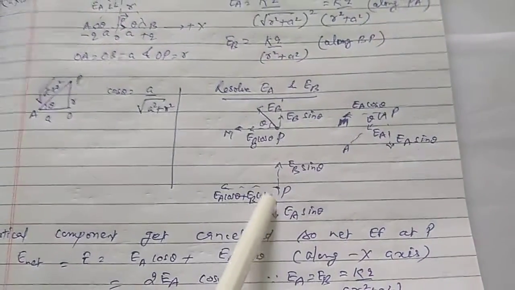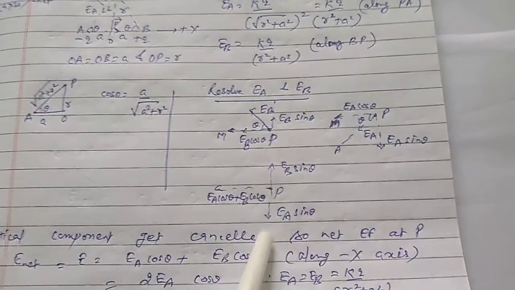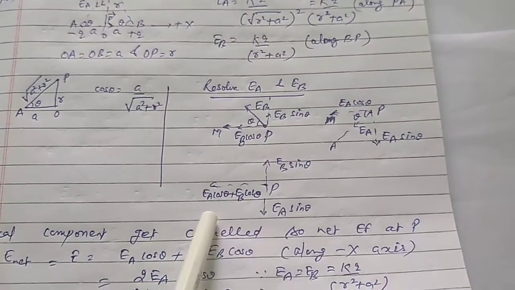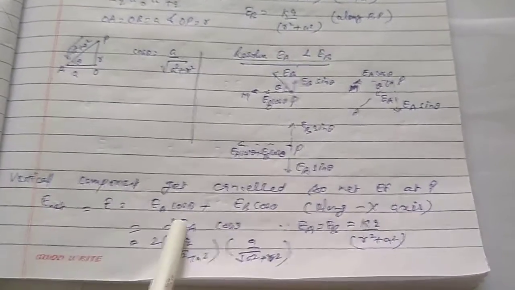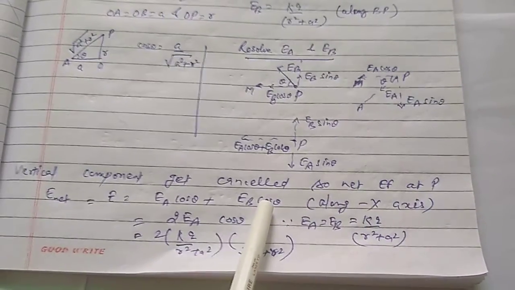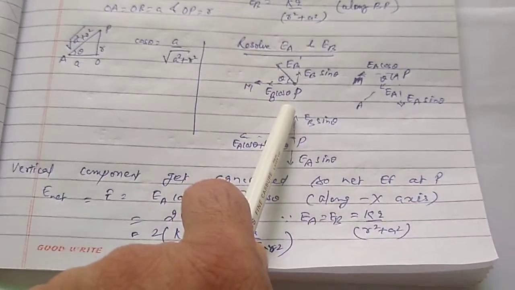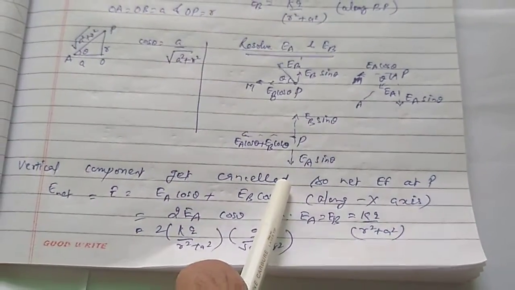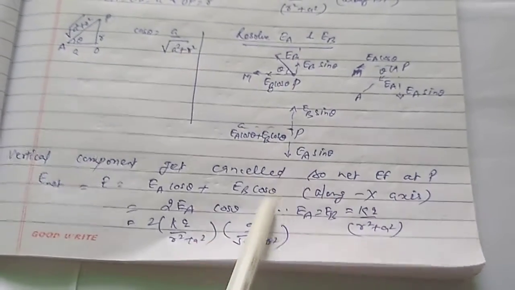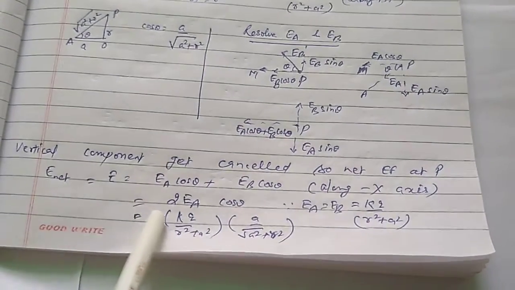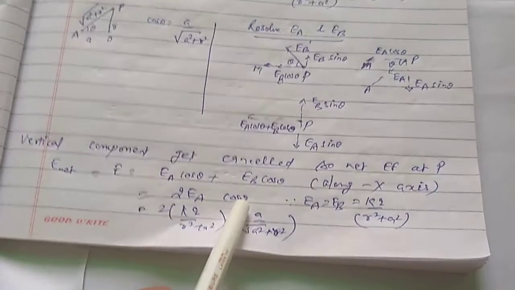So it means that the EB sin theta and EA sin theta components are opposite to each other, and EA cos theta and EB cos theta are in one same direction. So the net electric field is given by EA cos theta plus EB cos theta, whereas the vertical components are equal in magnitude because EA and EB are equal, and they get cancelled out. So you will get the net electric field 2EA cos theta.